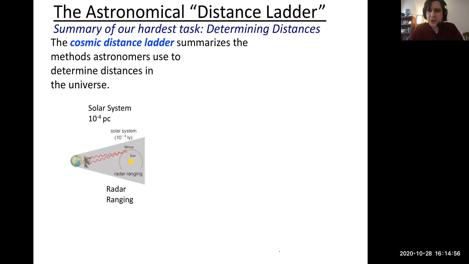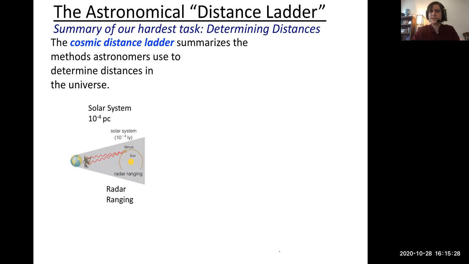All right, so we now talked about several ways to get distances. And this allows us to start building, or most of the rungs, of what astronomers call the cosmic distance ladder, the astronomical distance ladder. And it just summarizes all the methods that astronomers use to determine distances in the universe. And the further up you go, the higher the rung on the ladder, the larger the distance you're talking about. So we didn't really talk about this one. It's more in the Astronomy 151 class.